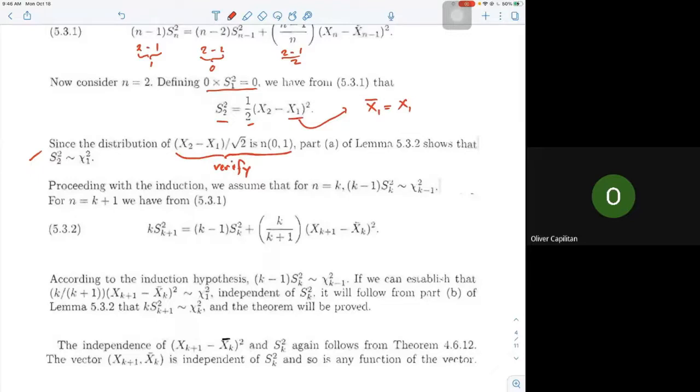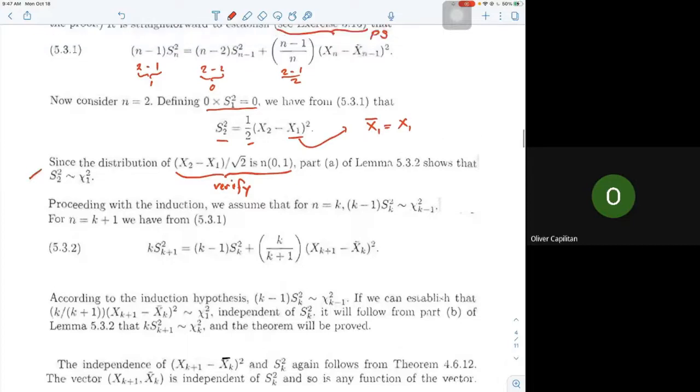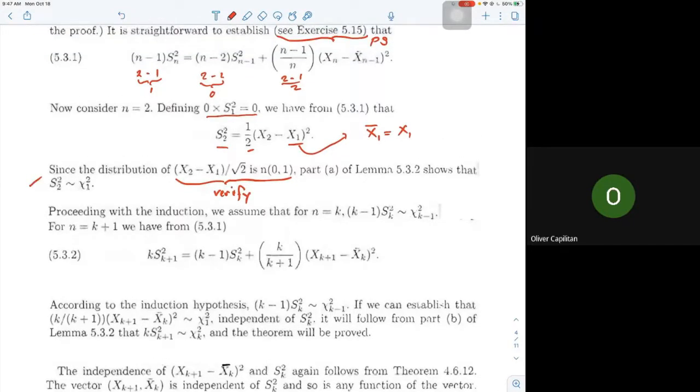So next, in the second part of PMI, we're going to assume that our statement is true when n is equal to k. That means the implication is that k minus 1 times s sub k square has a chi-square distribution with k minus 1 degrees of freedom. And we're going to show that our statement will again be true when n is equal to k plus 1.